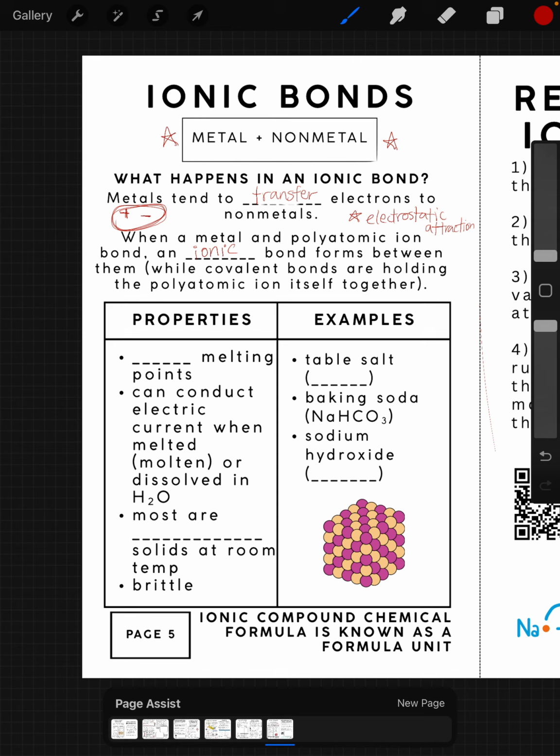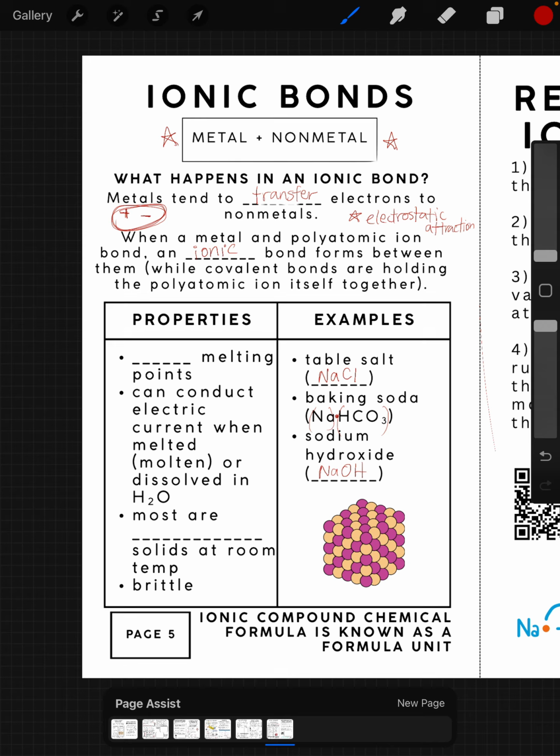All right, so there's lots of examples in your life where you use ionic bonds or see ionic bonds. The first would be table salt. If you salted your food today, congratulations, you used an ionic bond. That's NaCl or sodium chloride. If you've ever used baking soda when you're cooking or cleaning, that is an ionic bond happening right here between your polyatomic ion and then your cation right there. And finally, sodium hydroxide. We use this in labs very often. This is NaOH.